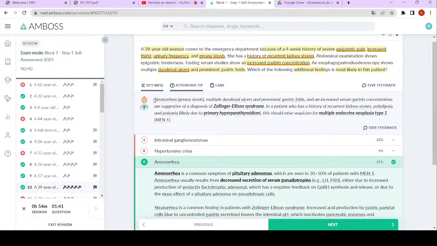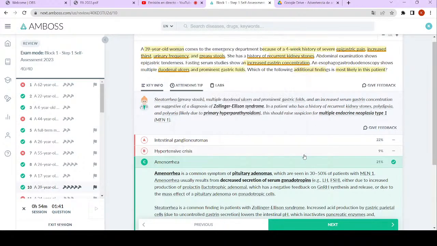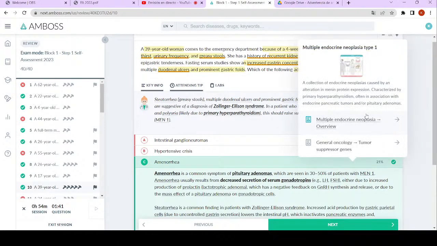So here they told you steatorrhea, multiple duodenal ulcers and prominent gastric folds, increased gastric acid. Yes, that's what I was thinking. Zollinger-Ellison syndrome, that means it's a gastrinoma. But in a patient who has this other stuff, because kidney stones, polydipsia, and polyuria could be because of an increase in calcium, and it can be because of a primary hyperparathyroidism. And what else do you? This is a rare suspicion of MEN 1.